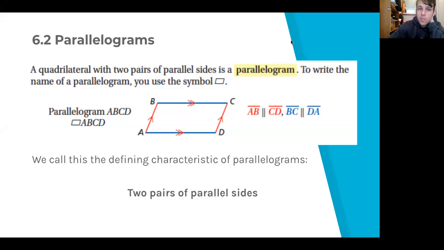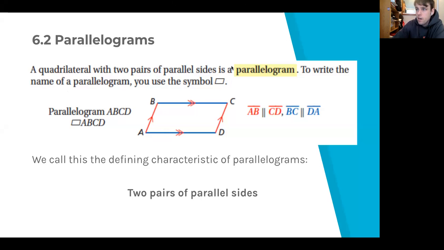All right, so this is going to be chapter 6.2, and we're going to be starting talking about quadrilaterals, specifically parallelograms. The next couple sections are going to revolve around parallelograms. So let's begin by defining what that is. A parallelogram is a quadrilateral with two pairs of parallel sides.